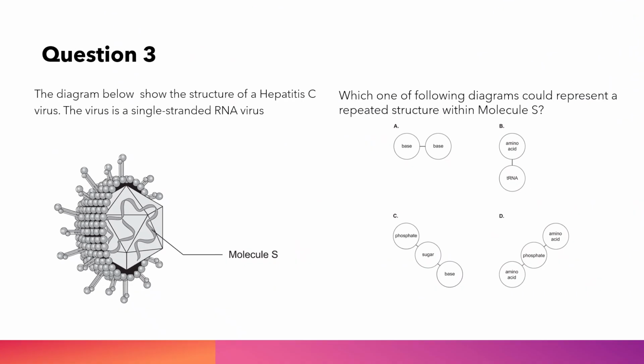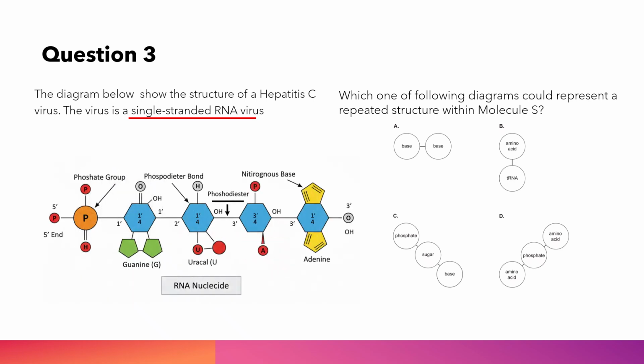Given that molecule S is found at the core of this single-stranded RNA, ss-RNA, virus, it is concluded that S is the single-stranded RNA genome. The structure of this RNA is defined by its characteristic phosphate-sugar-base backbone.